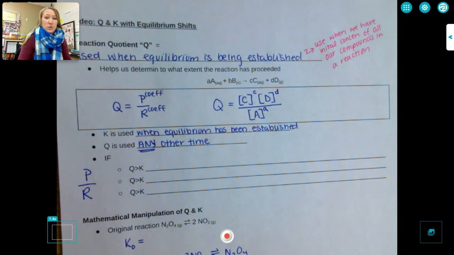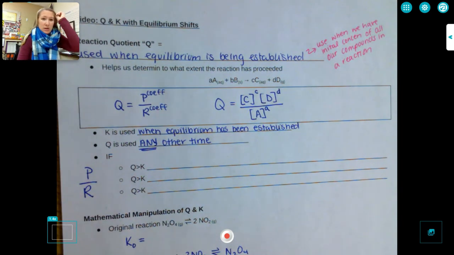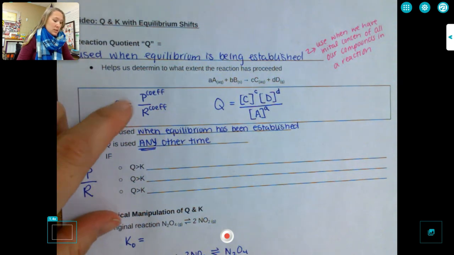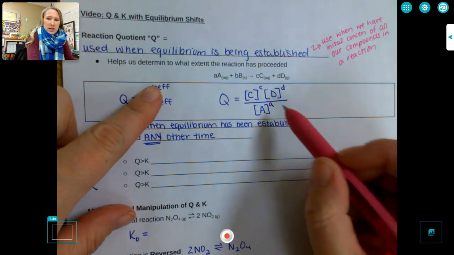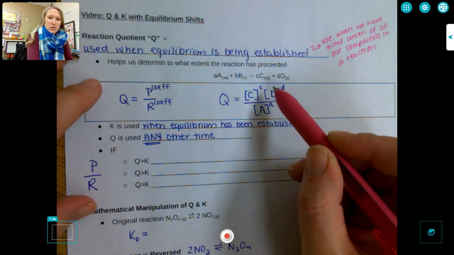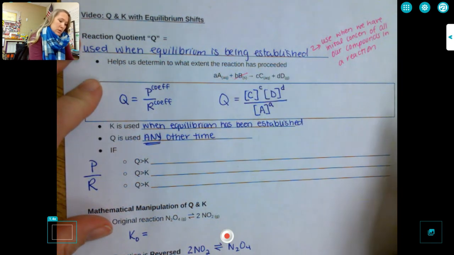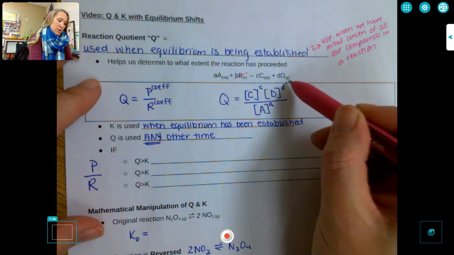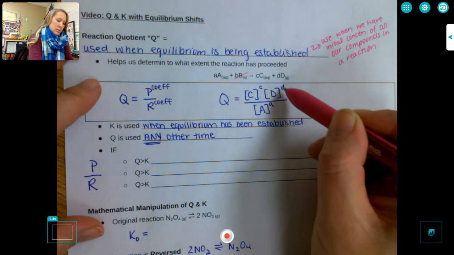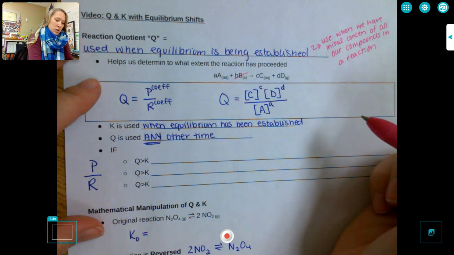The nice thing about Q is we can calculate it the same way that we calculate K. So Q is still products over reactants raised to their coefficients. And just like calculating KEQ, the equilibrium constant, we don't include solids, and we don't include liquids either. So just our aqueous and our gas compounds get put into our Q equation.